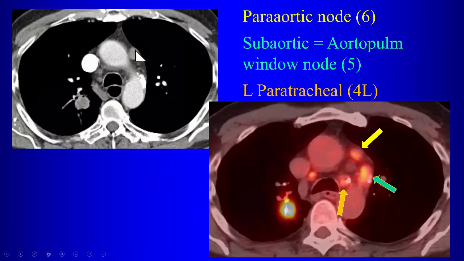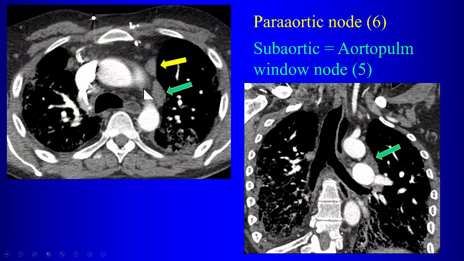So para-aortic nodes, number 6, kind of adjacent to the ascending aorta. Subaortic or aortopulmonary window lymph nodes, those are these lymph nodes out here. And then lymph nodes in here, these are not AP window nodes, these are considered left paratracheal nodes. So medial to the ligamentum arteriosum, those are considered left paratracheal lymph nodes.